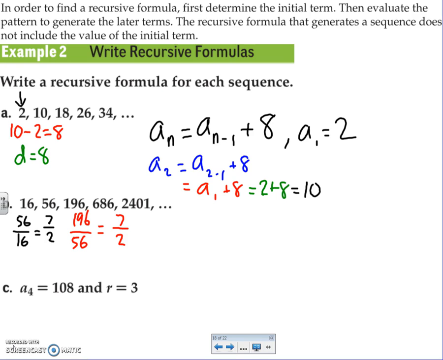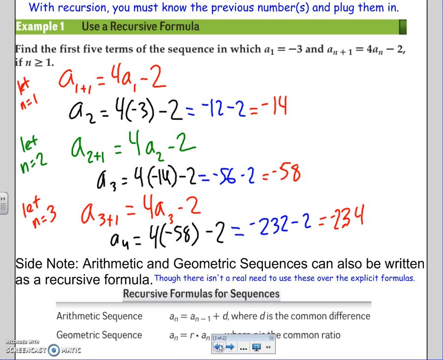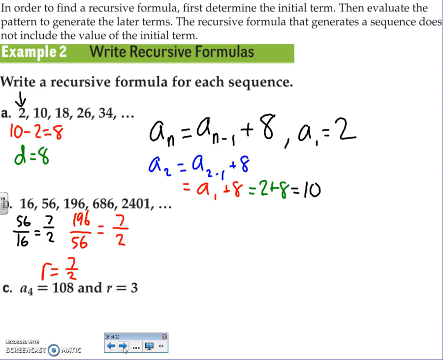196 times 7 over 2 is 686. Good. 686 times 7 over 2 is 2401. That's good. So this is definitely geometric. We know r equals 7 over 2. Alright, I'm now going to use this in the formula. Remember, if I go back, the newest term is r times the previous term. So my formula is going to be a sub n equals r times my previous term.